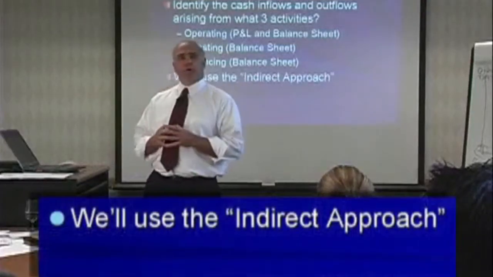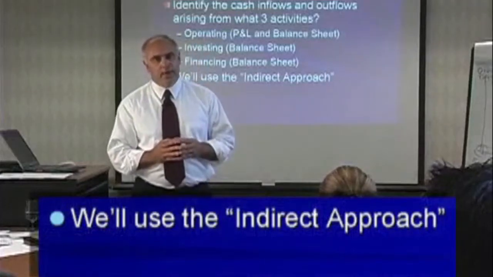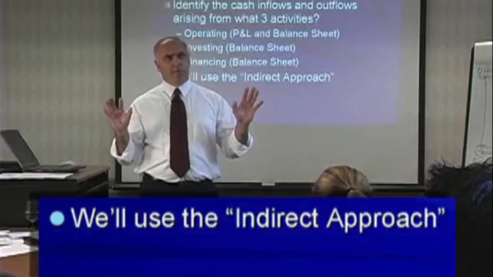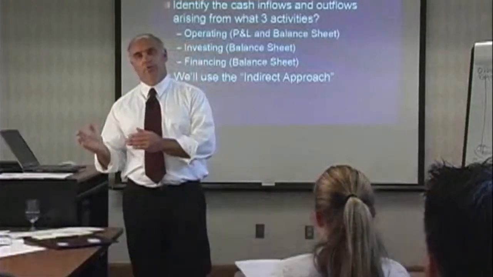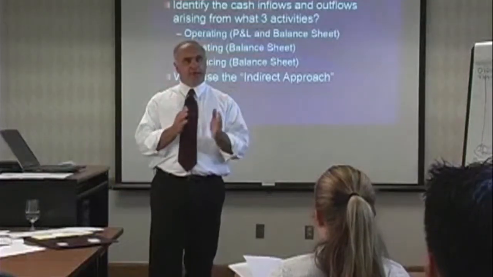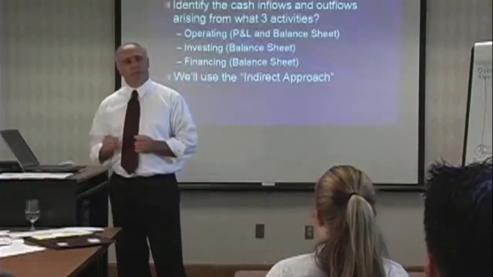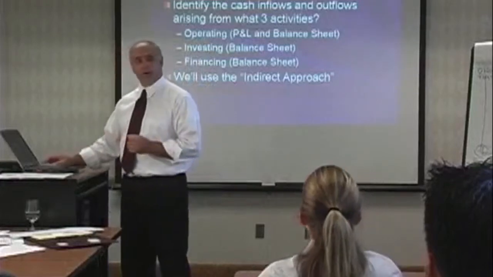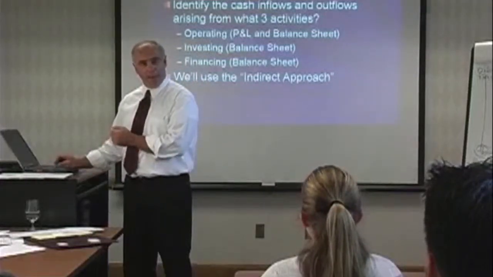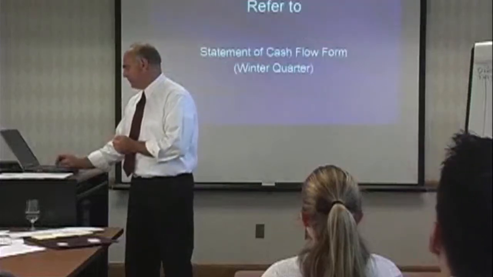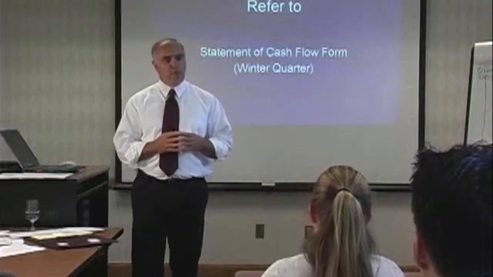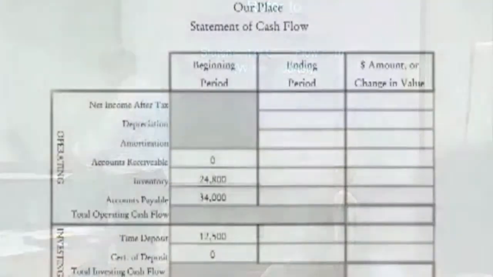And incidentally, we're going to use the indirect approach, which is to directly take the various accounts from the financial statements, versus what's called the direct approach, which is taking the data from the actual general ledger for each of the accounts that comprise the statement of income and the balance sheet. The indirect approach is much easier, and we don't have access to the other accounts in order to do so. So we want you to refer to the statement of cash flow form now, and we'll construct the statement of cash flow for the winter quarter.